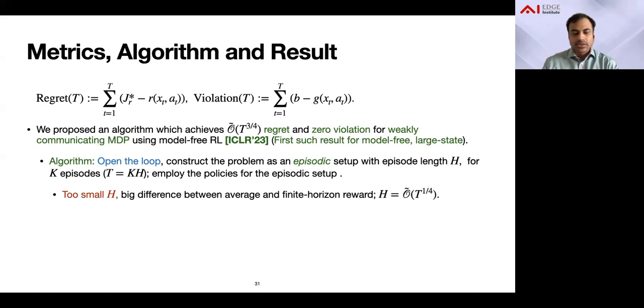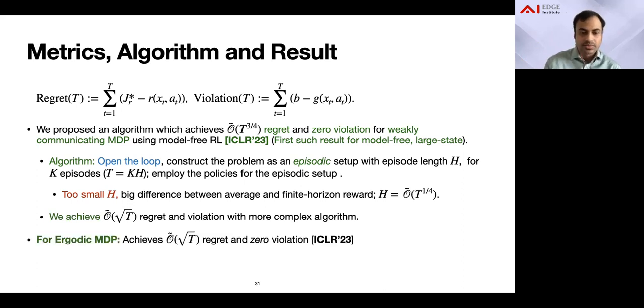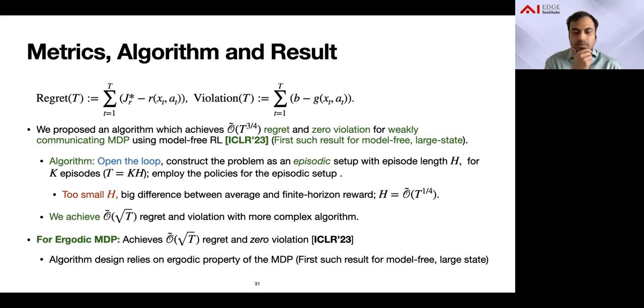The only thing is that you need to be careful about this episode length. If you choose too small an H, there will be much more transient behavior. You are not close to the steady state and probably will not learn in a meaningful way. On the other hand, if you choose a high value of H, you are waiting too long to change your policy. But you can also have a more complicated algorithm to get square root T regret, and you can also use the ergodic structure if the MDP is ergodic, with a not very complicated algorithm, but I'm not going into the details there.